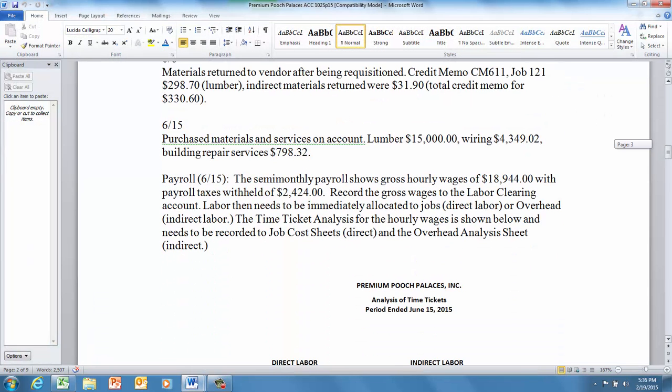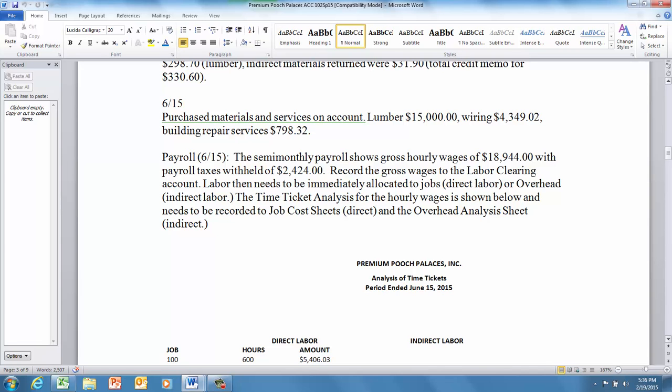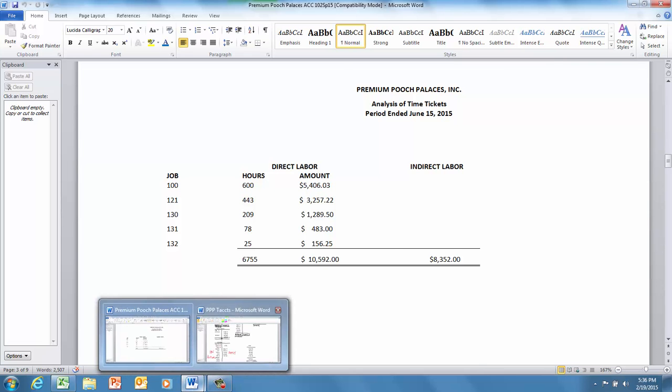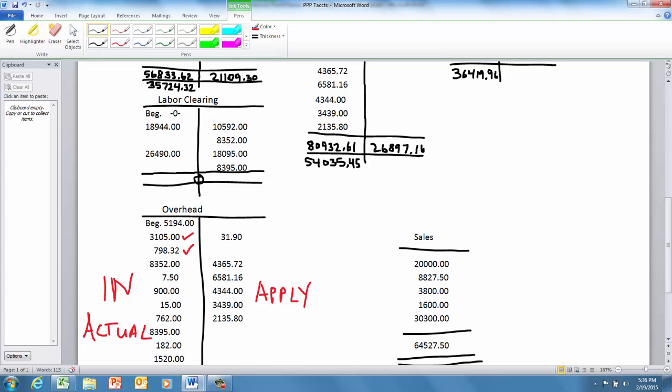Okay, here is payroll. Payroll is two parts. It first shows you what the gross wages were. That has to go into the payroll labor clearing account, and then you allocate it between direct and indirect, which is on this part of the narrative here. So I go to my T accounts, and here is where the gross wages came in, and then there's the direct and the indirect coming right back out.